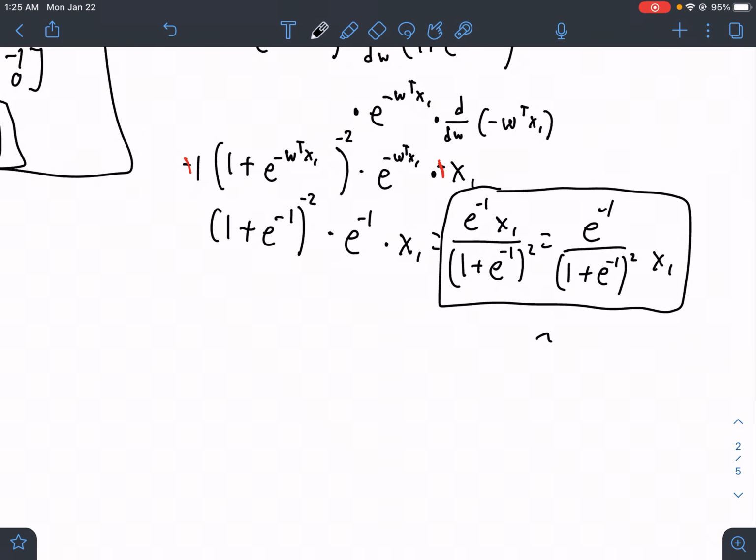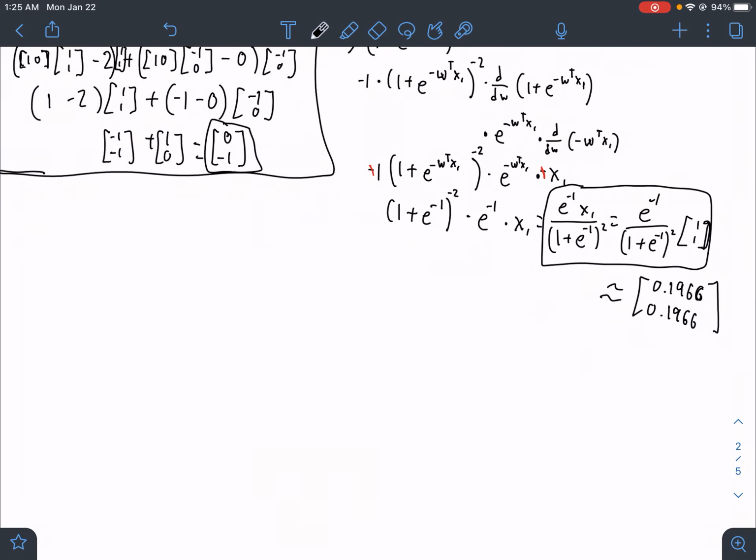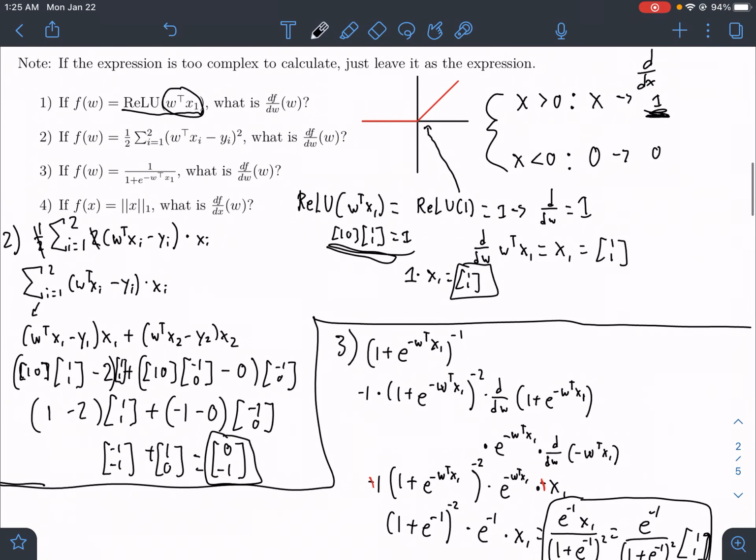I think the answer is roughly something around 0.1966. I guess you could technically do this: you could substitute in 1 for x1, just to be more explicit. Okay. That's part 3. Part 4.